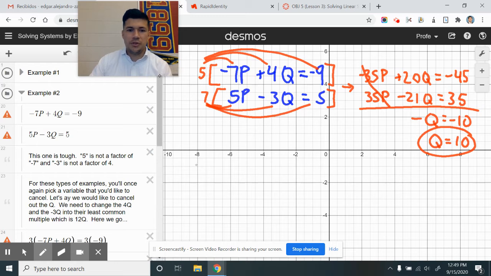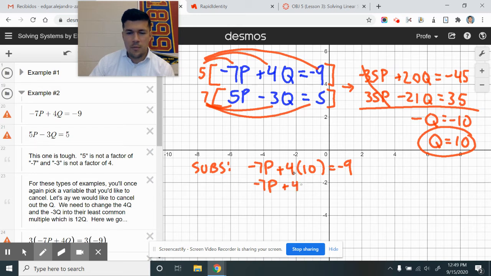Now I am going to substitute. All right, so I can really choose whichever one I want. I'll just go with the first one. Negative 7p plus 4q, or 4 times 10, equals negative 9. All right, and I get negative 7p plus 40 equals negative 9. And I'm going to take away 40 from both sides. So I get negative 7p equals negative 49. In other words, p equals 7.